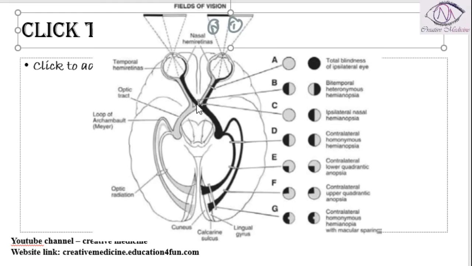Second, if there is a lesion in the optic chiasma, that means the nasal part of both the eye fields, that is the nasal part of the retina, is lost. That means the temporal eye fields are lost, vision in the temporal eye fields is lost, so bitemporal heteronymous hemianopia is present.